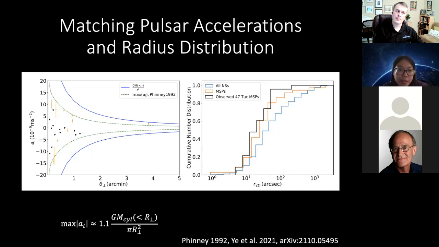Another effect is that if a neutron star happens to be closer to the core, for example, at the center, then it will have a higher chance of having dynamical encounters and have a higher chance to be spun up to millisecond pulsars. So combining those two reasons, that's why millisecond pulsars are closer to the cluster center, and the model millisecond pulsars agree with the observed millisecond pulsars.